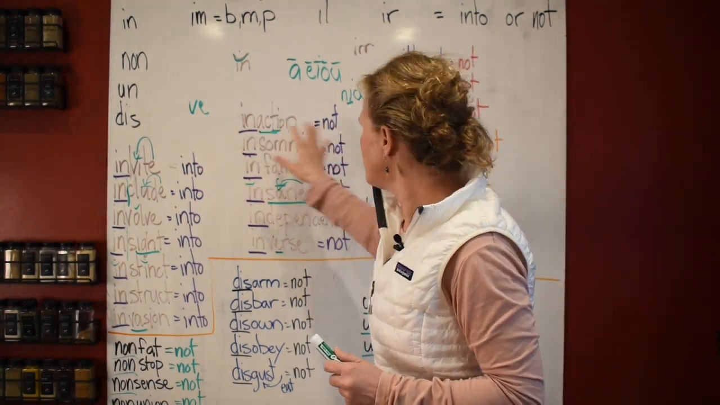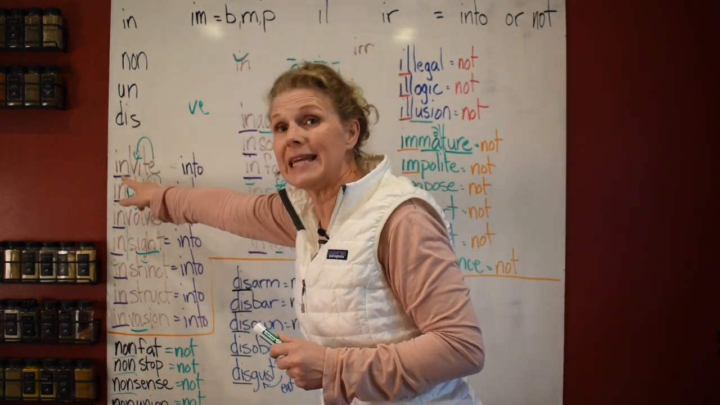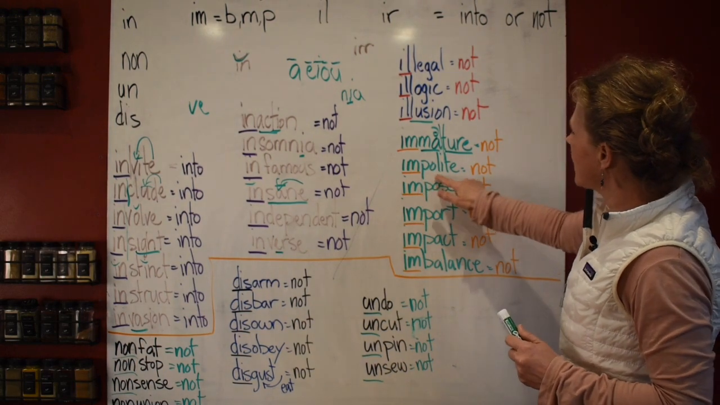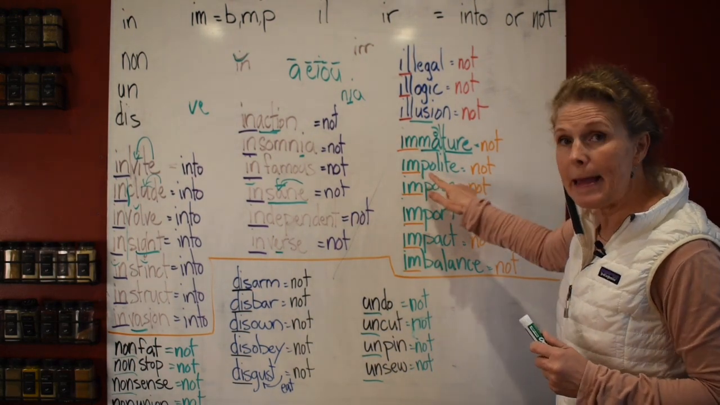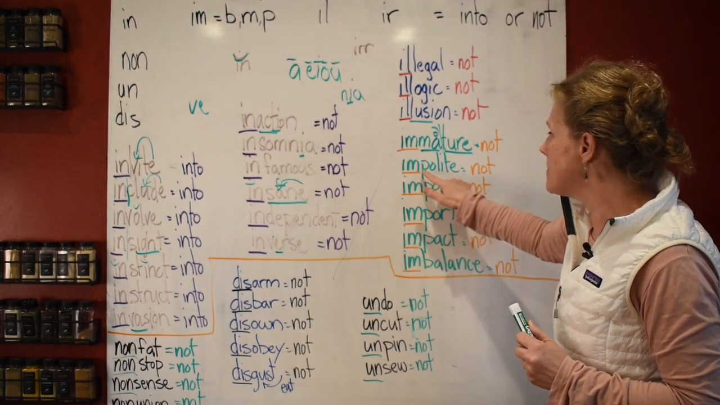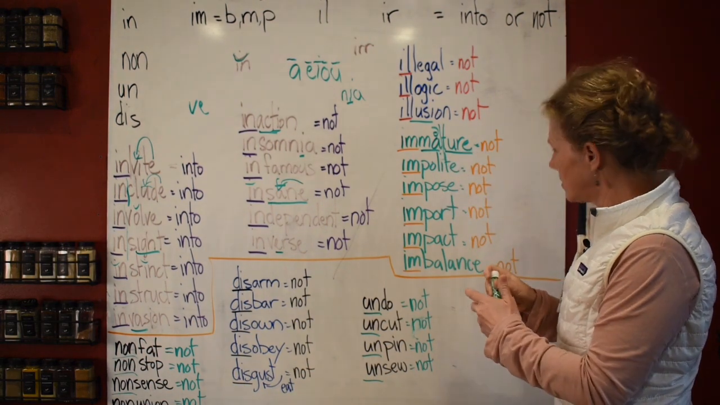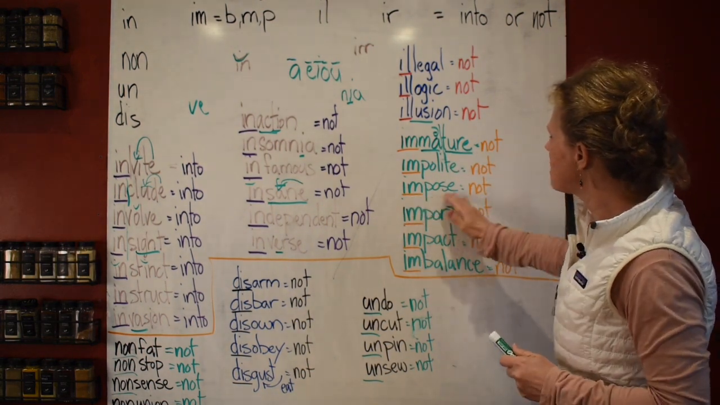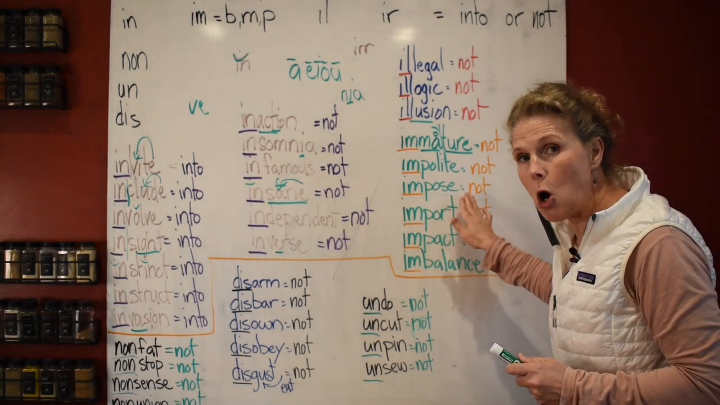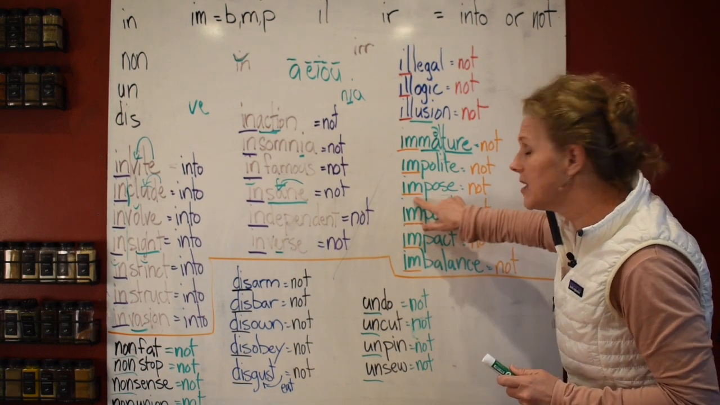Where you're going to get most of the ones that mean in or into is with the prefix in. Impolite, not polite. Impolite. Silent E syllable right here. Impose. Latin root right here. Impose. Remember, this means not.